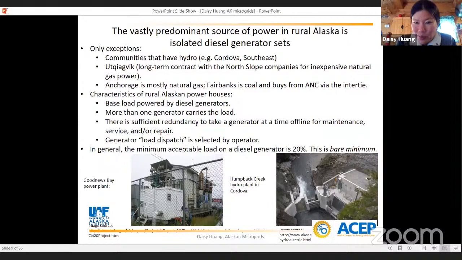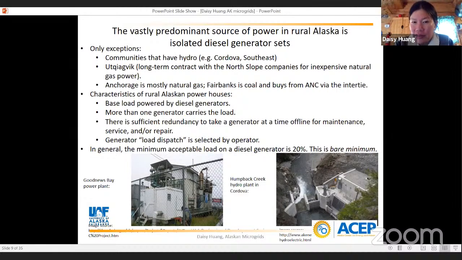And then Utqiagvik up north, they are less concerned about diesel. They don't use diesel at all because they have a long-term contract with the North Slope companies and they get inexpensive natural gas power. And then of course the rail belt, we're a different situation since we're connected to each other and we're connected to Usibelli mine. So Fairbanks has coal and then Anchorage also has natural gas in Cook Inlet. And we buy a lot of natural gas from you guys via the intertie.